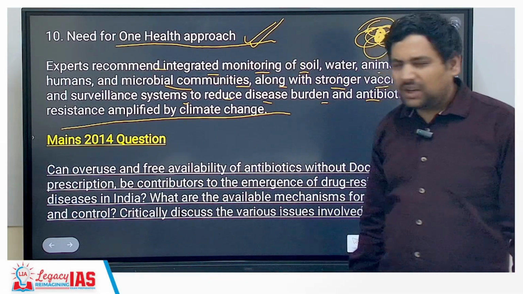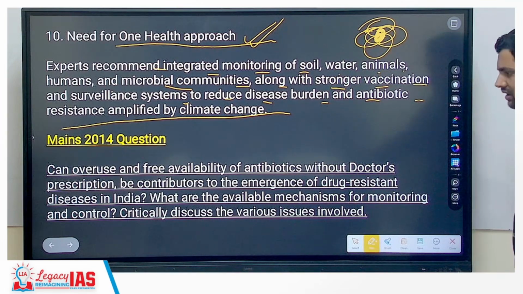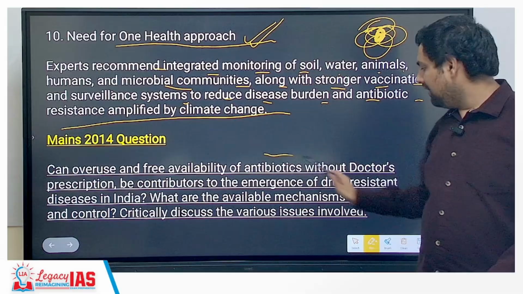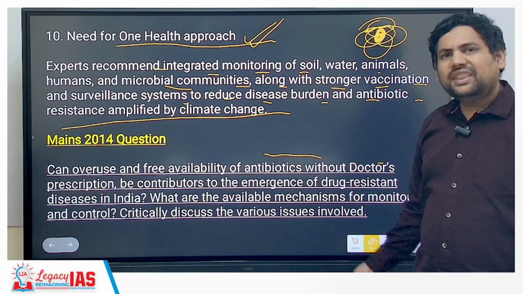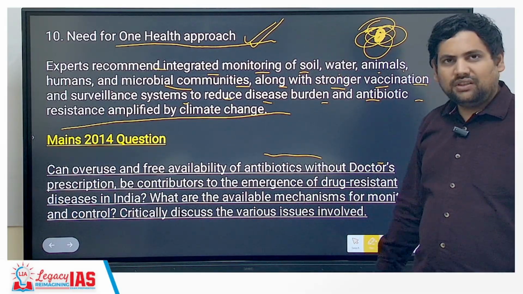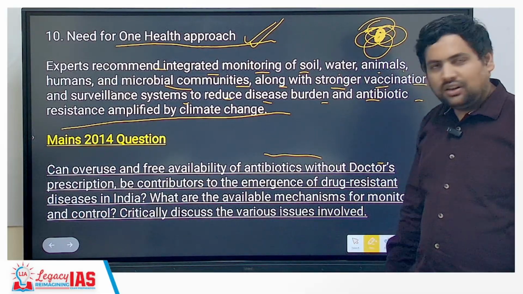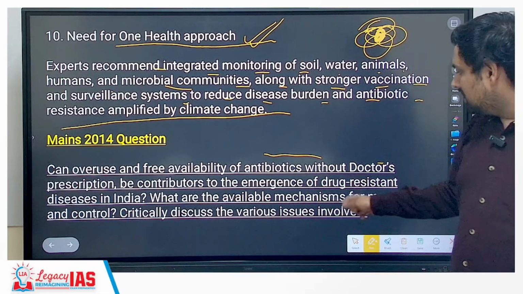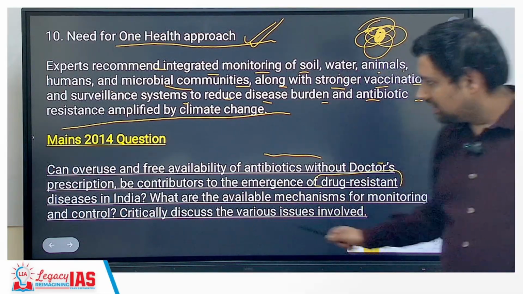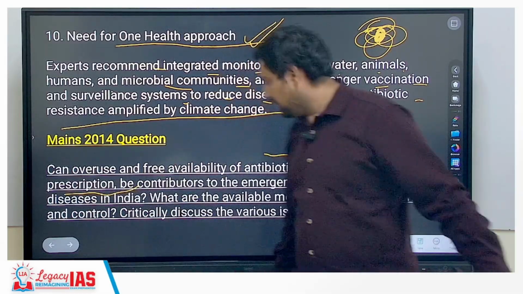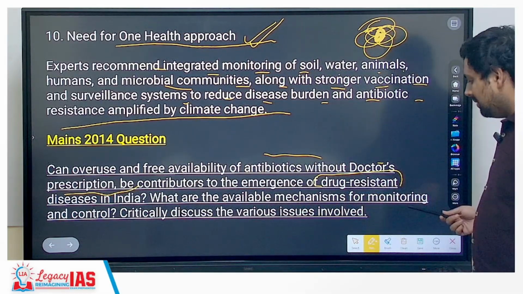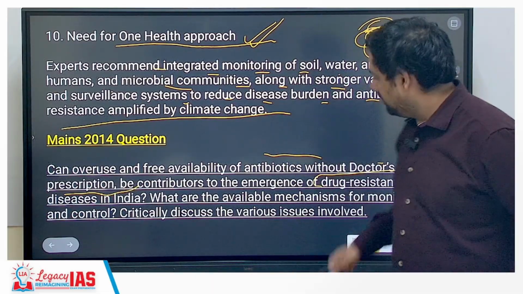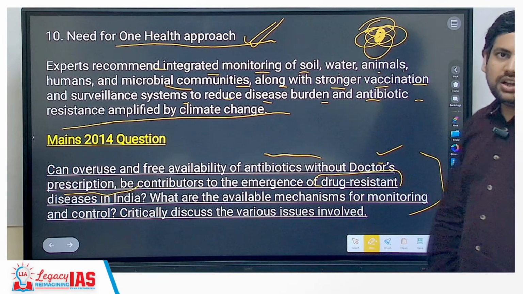Then there was a Mains 2014 question that was based on this. It talked about how, because in India antibiotics are available even without doctor's prescription, people tend to overuse it and sometimes just use it without any consultation. Now this leads to emergence of drug resistant diseases in India. And what are the available mechanisms for monitoring and dealing with this issue of drug resistant diseases? So for this you can write an answer.